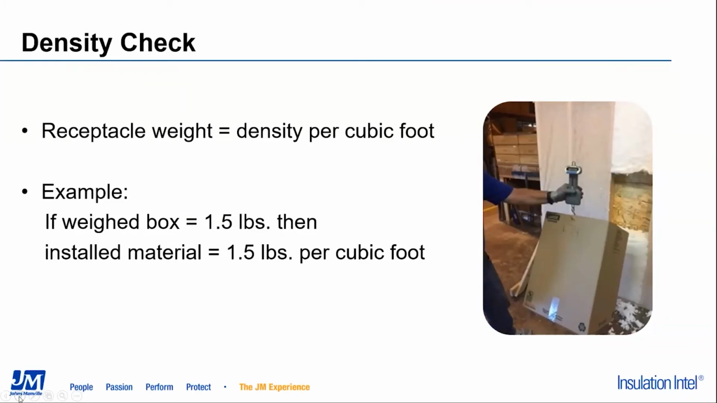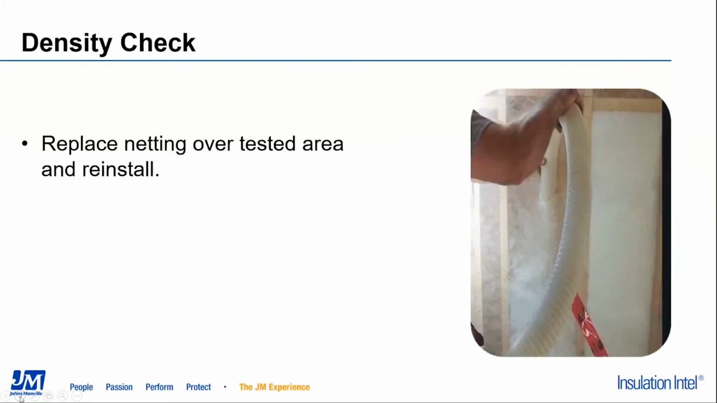It is important that we try to get as close to the desired density as possible. If we are aiming for a 1.5 density and we installed the project at a 1.7, we're putting approximately 12% more material into the walls than we should. This can become quite expensive by the end of your project. Last, we replace the netting over the tested area, and then we reinstall the material.